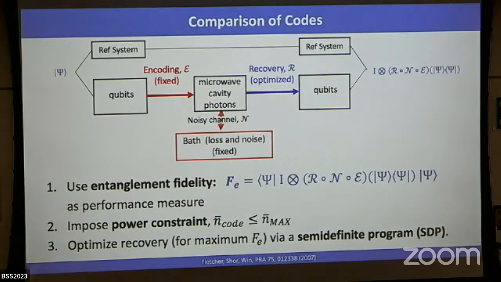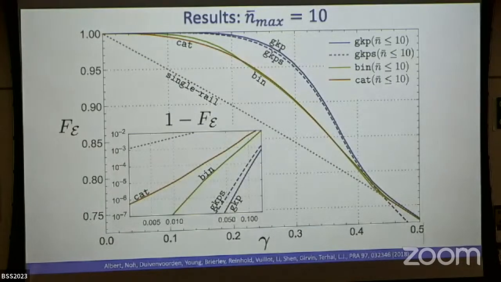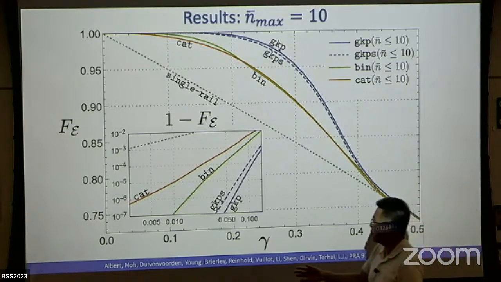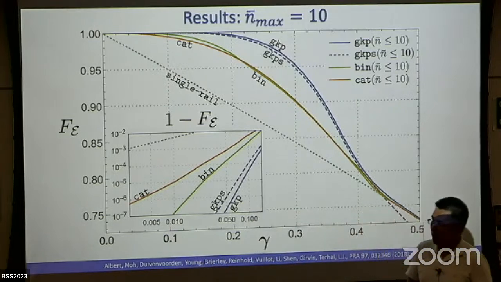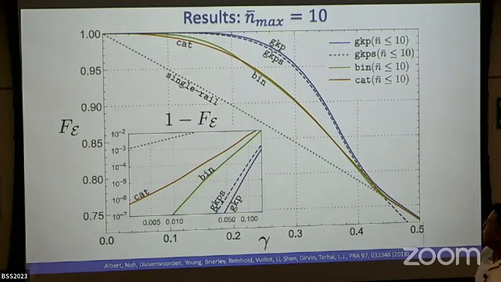And yeah, Victor did this a few years ago, and this is the comparison. The horizontal axis is gamma, the photon loss rate, so every photon will have, say, a 10% loss if this is the point. The vertical axis is the entanglement fidelity introduced earlier, and generally the higher the better.